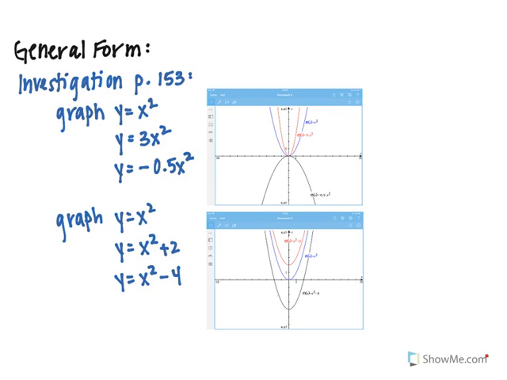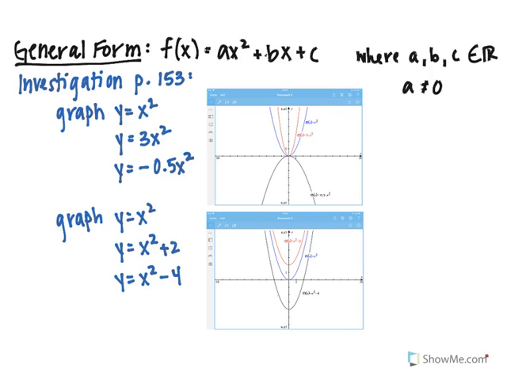And we're going to do that by taking note of what different parts of our general form of quadratic equation do to that equation and that graph. So our general form of a quadratic equation is this. So our general form is ax squared plus bx plus c, where a, b, and c are elements of the reals. So this symbol means an element of, and it just means they are real numbers.